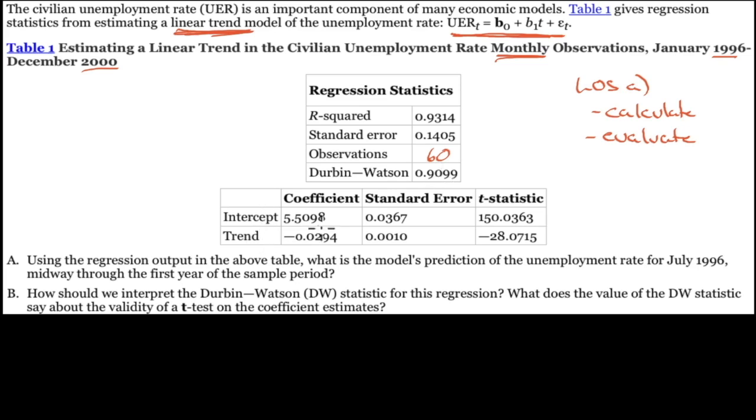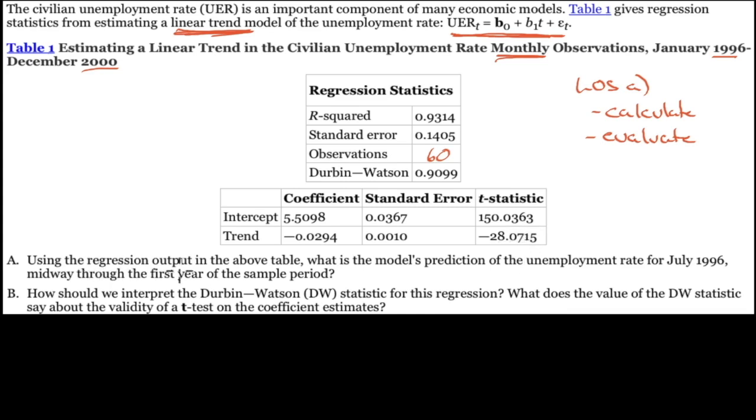Our intercept and our trend, look at the t-statistics. They're both significant, but we know that this has got serial correlation. It tends to bias the standard errors downward, and when you bias them downward, you get significant coefficients, even though they may not be. But these are really, really significant. So we might say they're so significant, maybe we can let it ride, but we'll see.